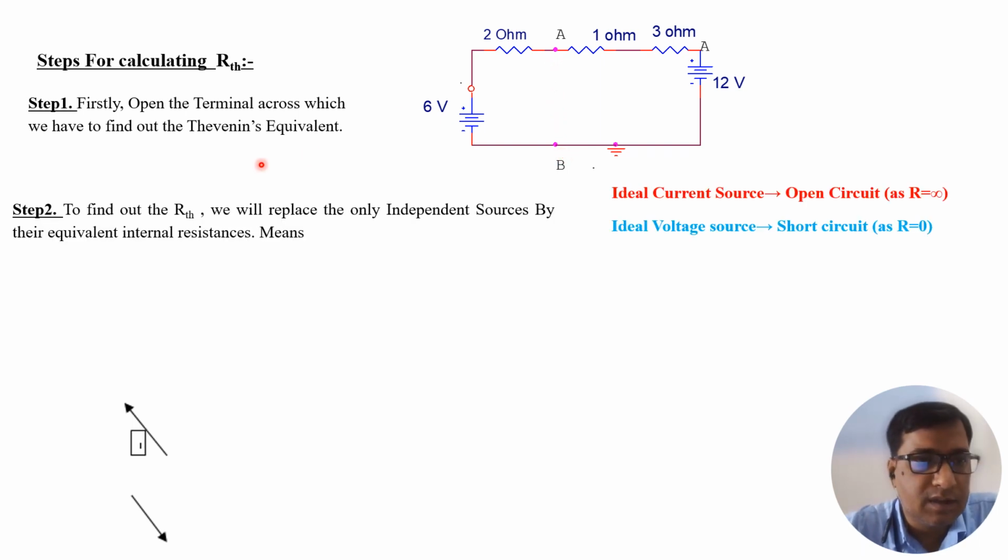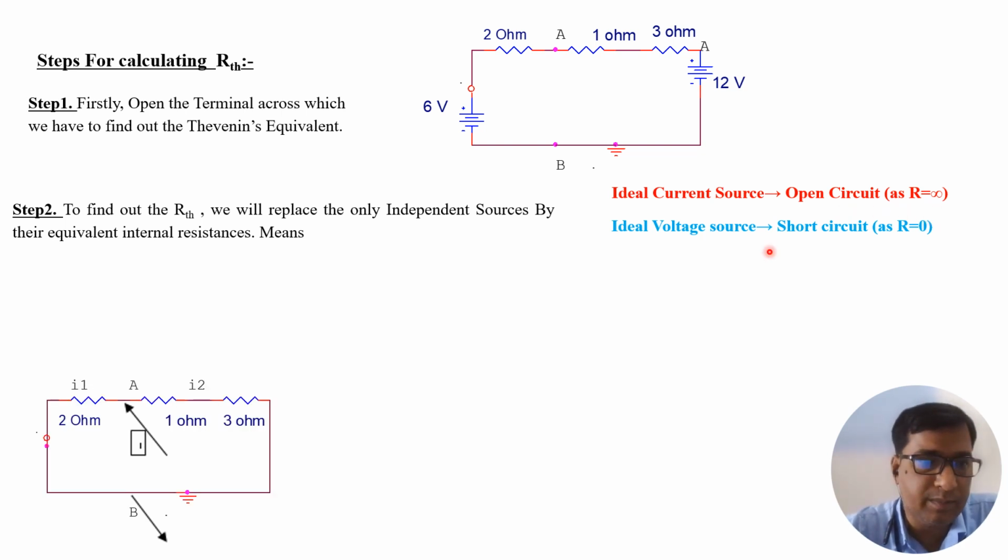The second step is to find the RTH. We will replace all the independent sources by their equivalent internal resistance. Means an ideal voltage source will become a short circuit because it has zero resistance, and an ideal current source will become an open circuit because it has infinite resistance. Hence our circuit will be like this. This 6 volt voltage source will become shorted, and the 12 volt source also becomes shorted.